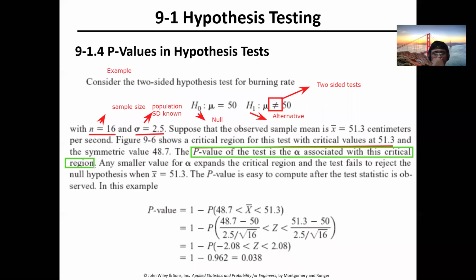Any smaller value, especially in the critical region, leads the test to reject the null hypothesis. I have demonstrated the meaning of critical region: if x bar, that is the mean of x, is greater than 51.3, then the null hypothesis H0 is rejected. The p-value is tested on the observed sample, where x bar lies between 48.7 and 51.3.